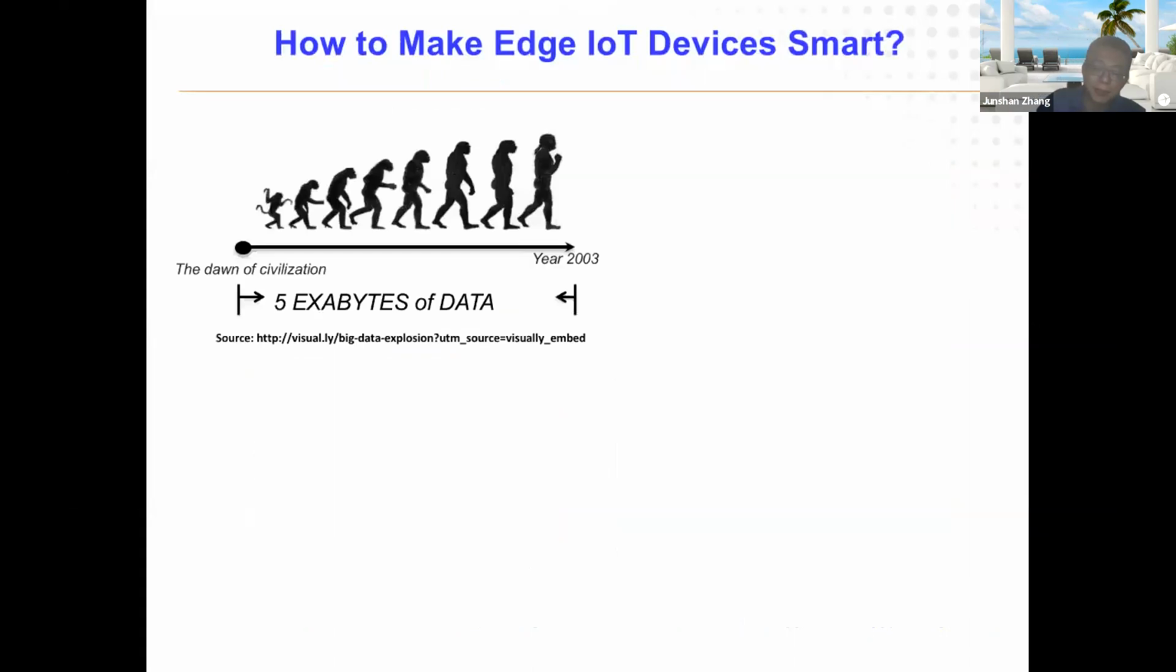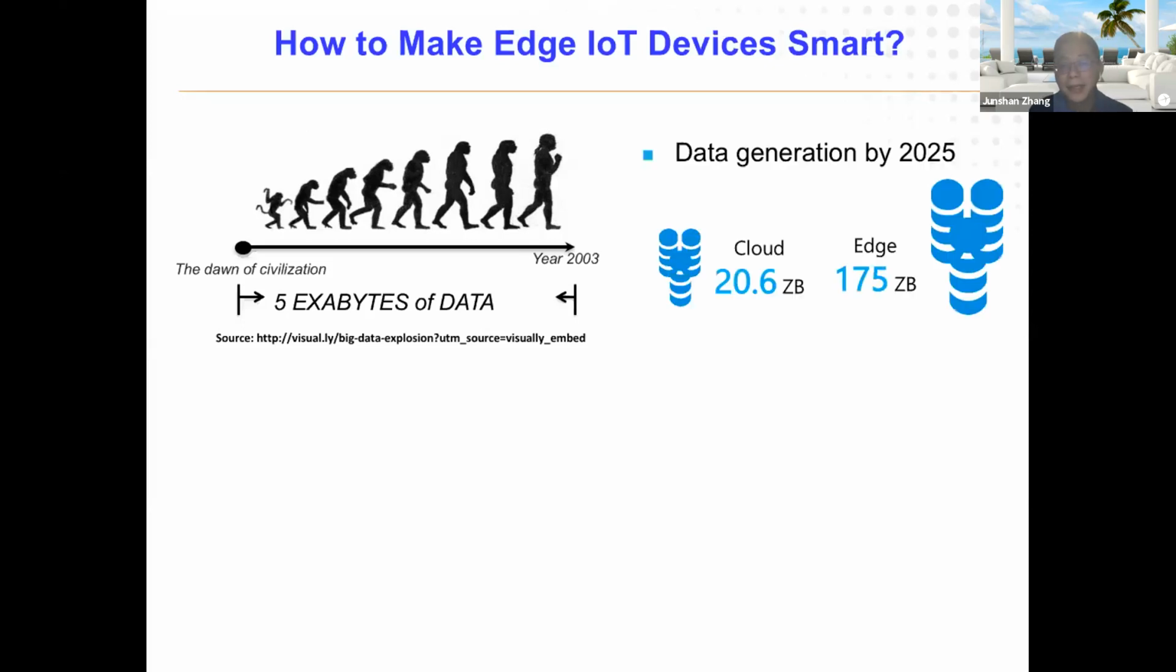Just to give you a more concrete sense of big data, let me give you some numbers. From the dawn of human civilization to the year 2003, over the course of about 5,000 years, human beings generated 5 exabytes of data. How much is an exabyte? 1 exabyte is 10 to the 18 bytes. It's a huge number. So over 5,000 years, human beings generated 5 exabytes of data.